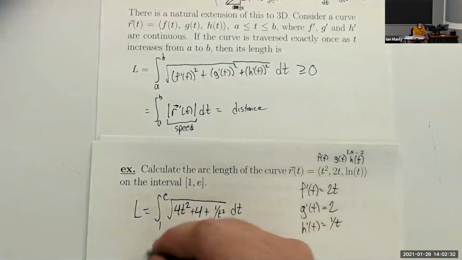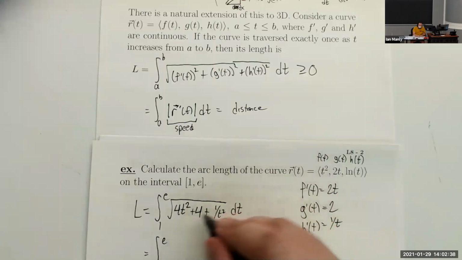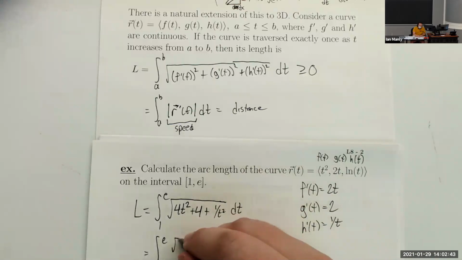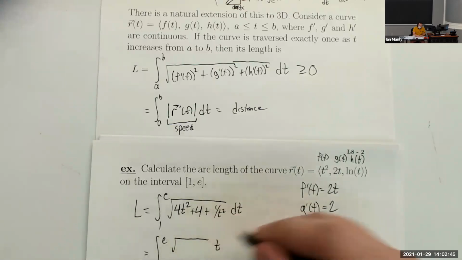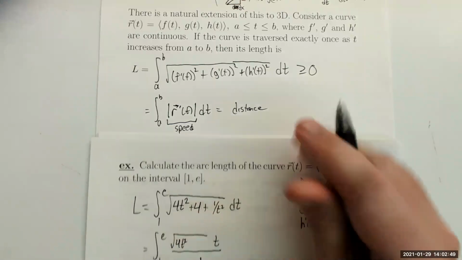Let's see here. So what we could do is, you could either just see it a little bit, but if you don't see it, that's okay. We are going to multiply top and bottom by t. Professor, can you move it up, please? Oh, yep.